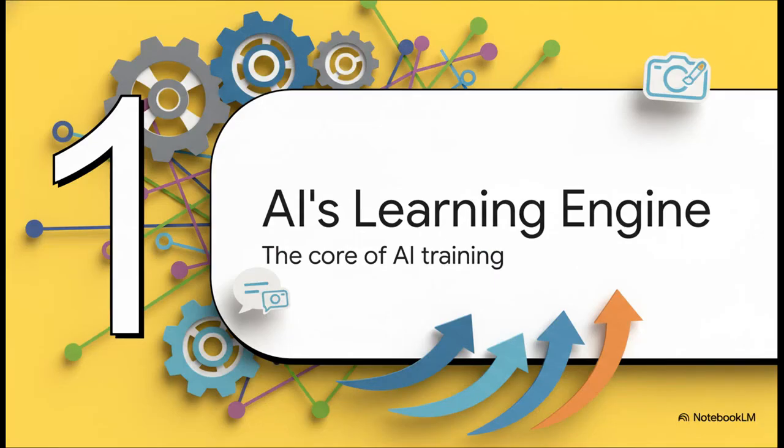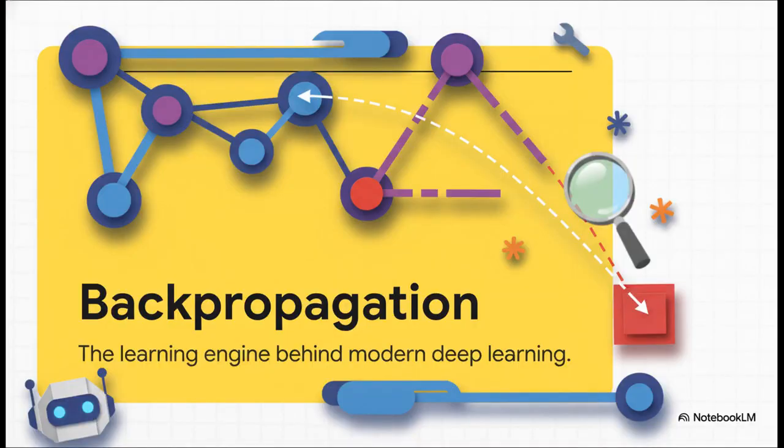All right, so first things first, let's talk about the heart of the machine, the AI's learning engine. This is the core idea that lets pretty much any modern AI, whether it's a chatbot or an image generator, get better over time. And that engine has a name, backpropagation. It really is the learning engine behind modern deep learning. Here's the gist. When a model gets something wrong, backpropagation is the process that goes all the way back through the network to figure out which connections, think of them like thousands of tiny little knobs, were most responsible for the mistake. It then tells the AI exactly which knobs to turn and in which direction to do a little bit better next time.